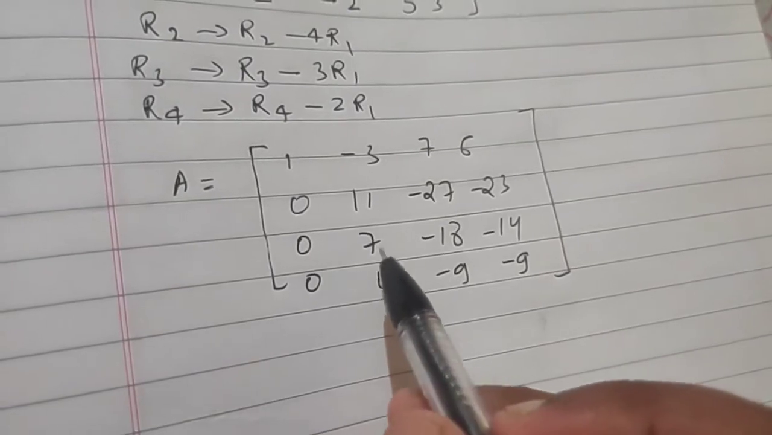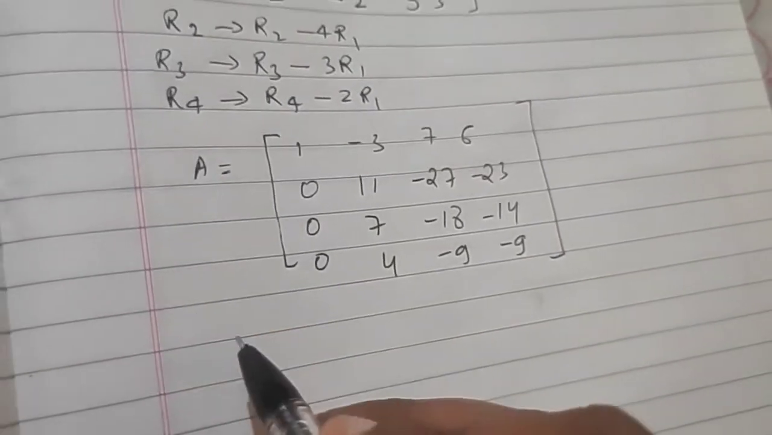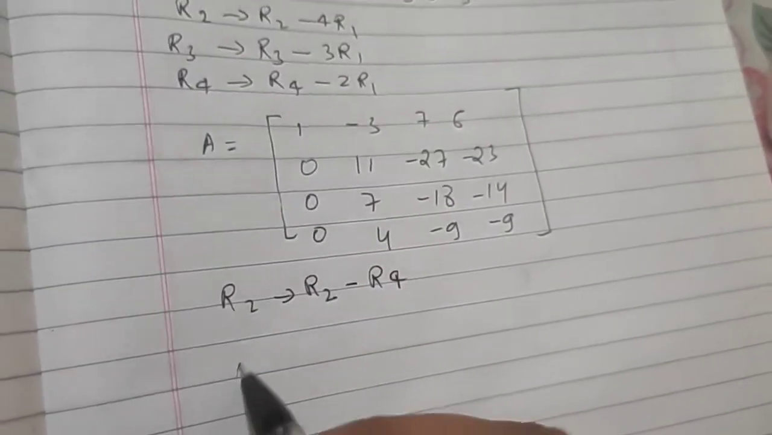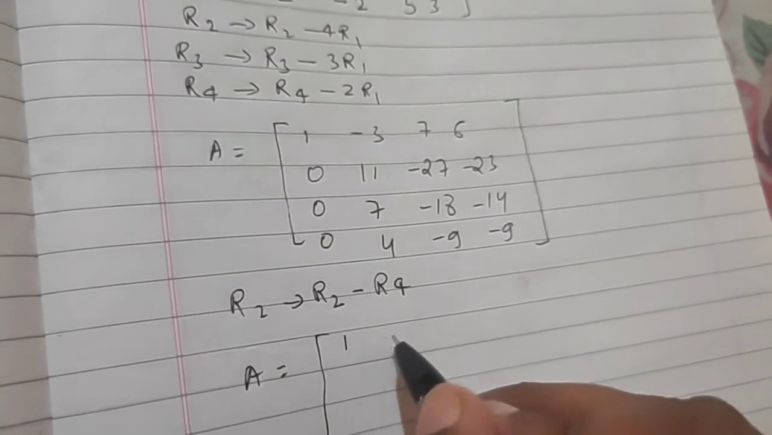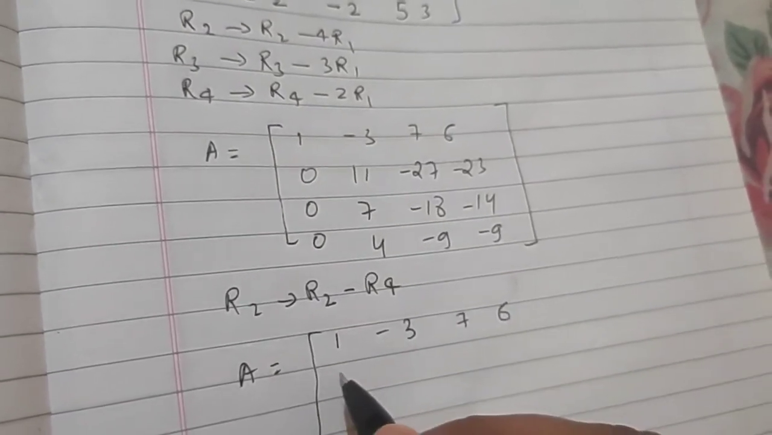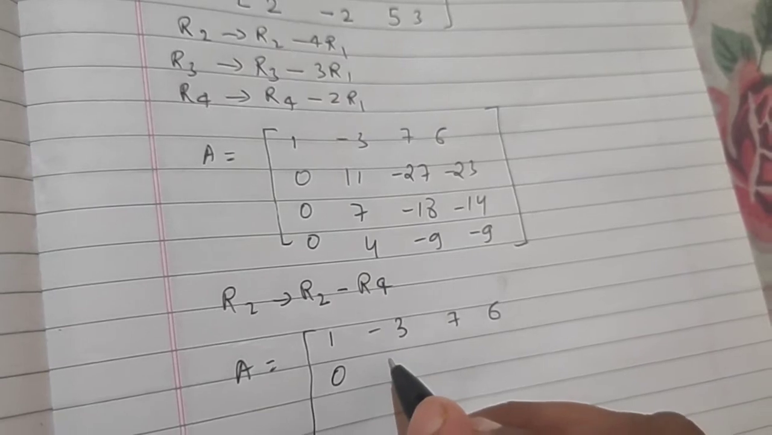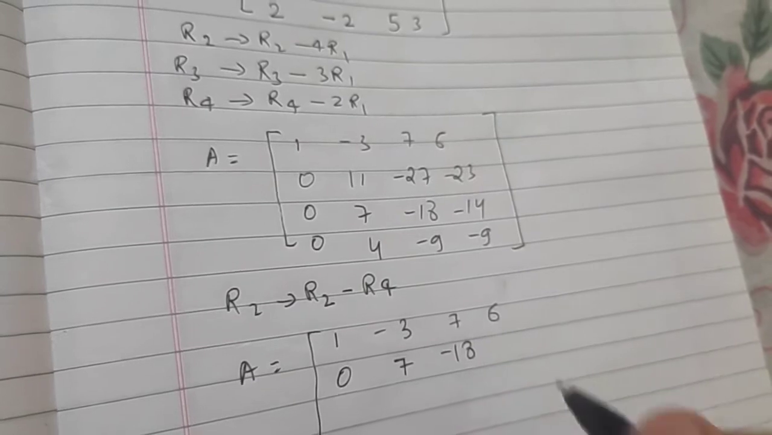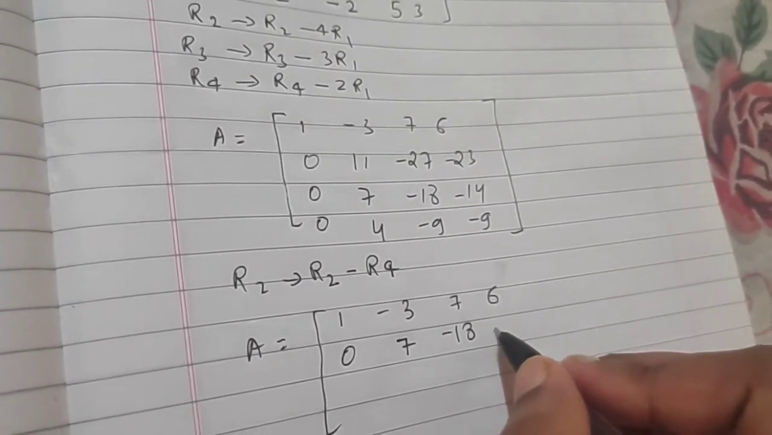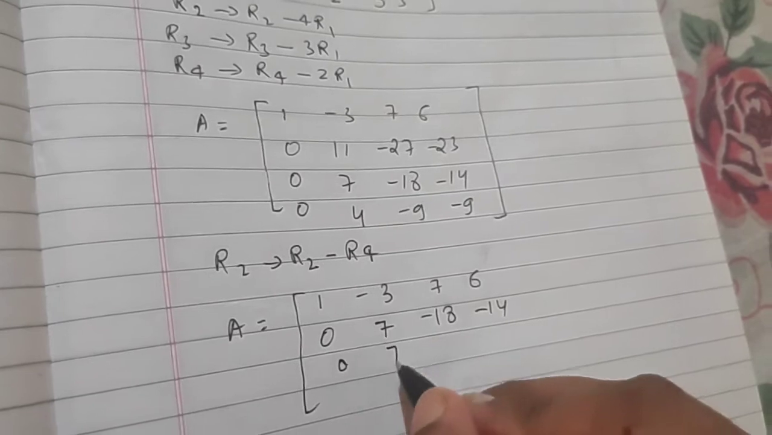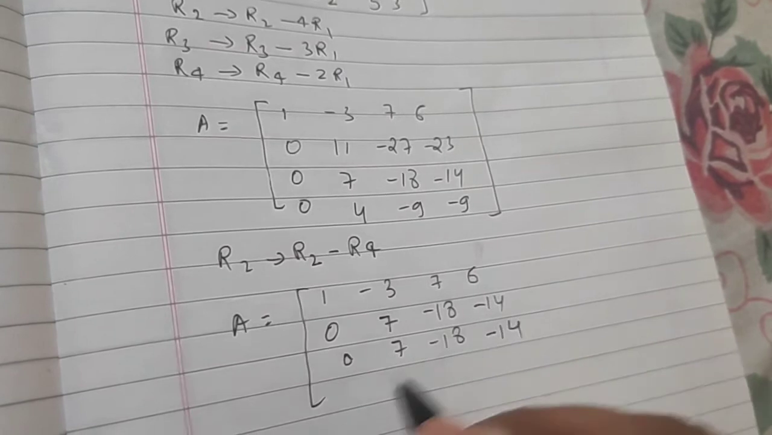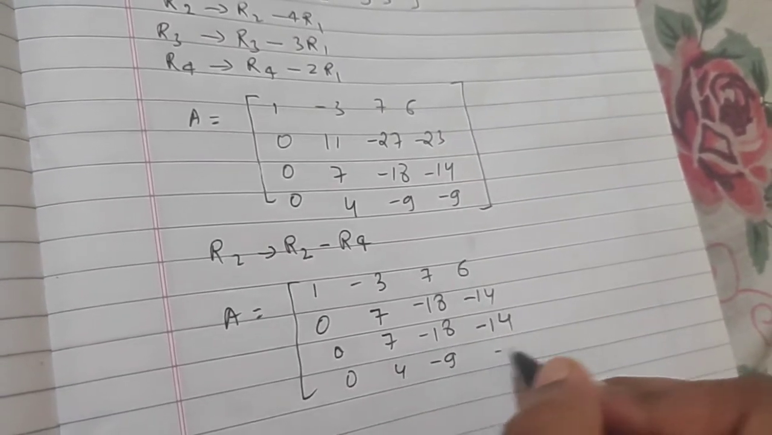So this is it. Now what I can do is I can see 7 here, and also 11 minus 4 is 7, so R2 to R2 minus R4. This is a simple observation. So my matrix A now converts to: first row remains as it is, second row this is 0, this is 11 minus 4 which is 7, this is minus 27 plus 9 which is minus 18, minus 23 plus 9 which is minus 14. Now it is looking even simpler because I can see some relation between R2 and R3. So 0, 4, minus 9 and minus 9.